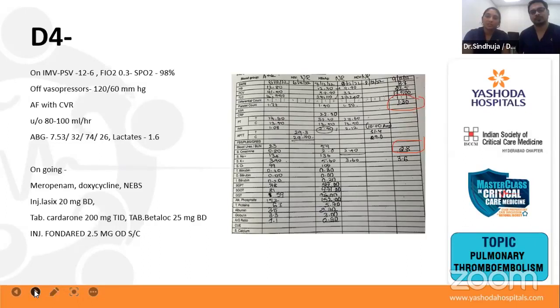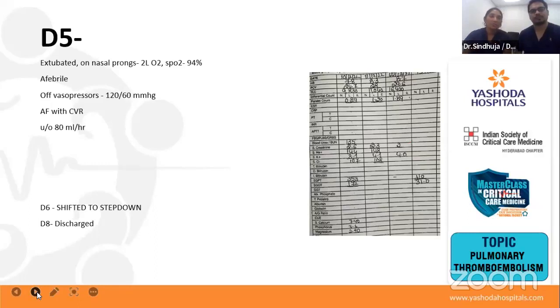Yeah, continue. Next slide. Day 5, she was extubated on nasal prongs of 2 liters, maintaining saturation of 94% and off vasopressors. Continue to have AF with a controlled ventricular rate and urine output of 80 ml per hour. Next day, she was shifted to step down and discharged on day 8. Very good. Well done. Good job. Any further slides? No, sir.